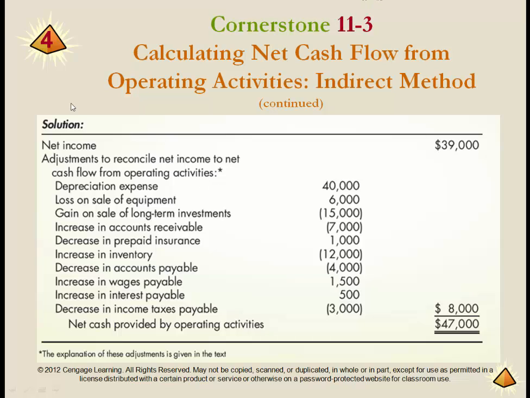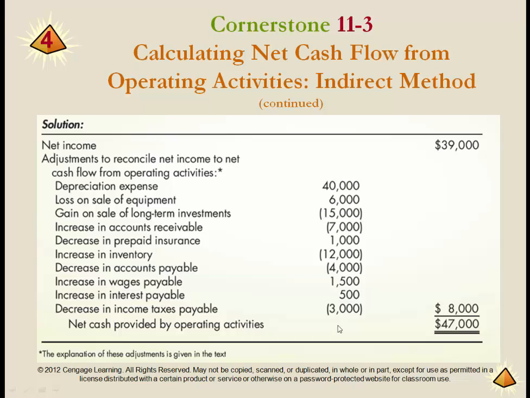This is for Brook. There's no header on here, which there typically would be. And this is actually cash flow from operating activities. And so we start off with net income. You add back to that depreciation expense. You add back to that the loss on the sale of equipment. Subtract from it the gain on the sale of long-term investments.